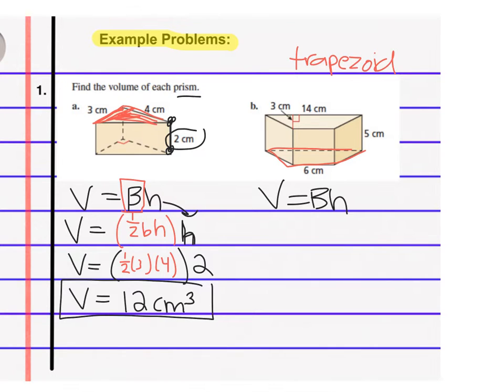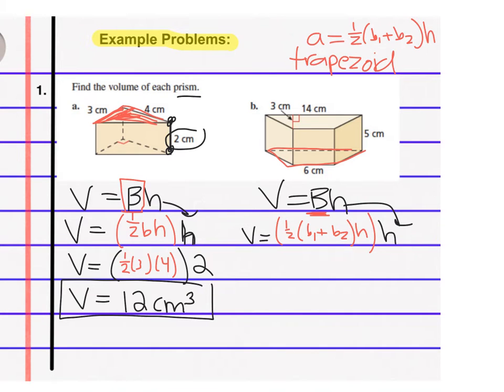The area formula for a trapezoid is 1/2 B1 plus B2 times H. So that whole thing is my big capital B. So volume equals, I'll use red for that, 1/2. You add your two bases times the height. Then don't forget you still have the height of the entire prism.